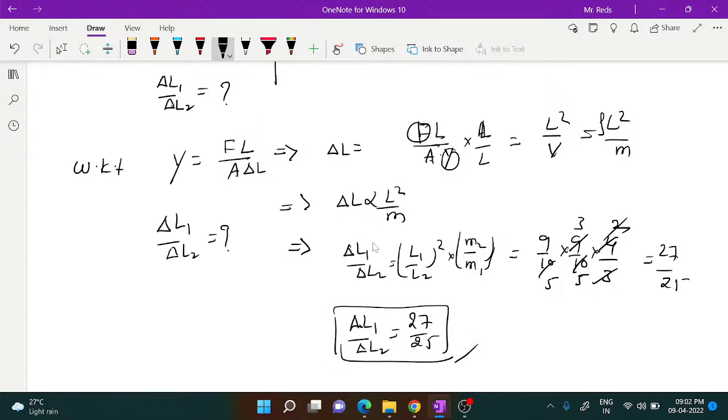So which option is right? The fourth option. That's it. So if the length is varying and the area is not given, it means you have to go with volume. That means what you have to understand is that the volume remains constant. That's what you have to understand.